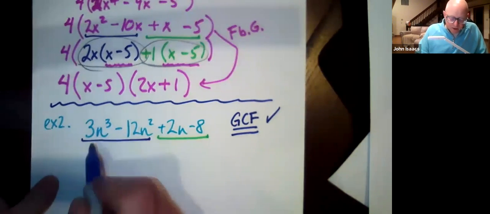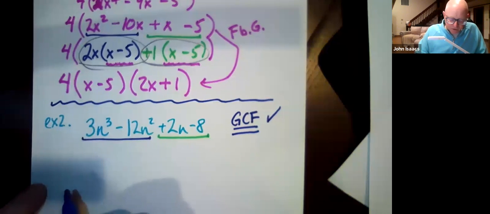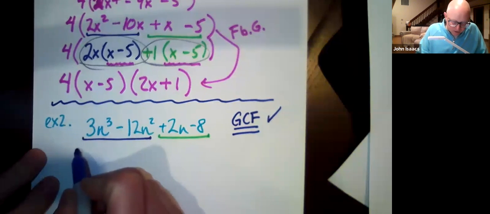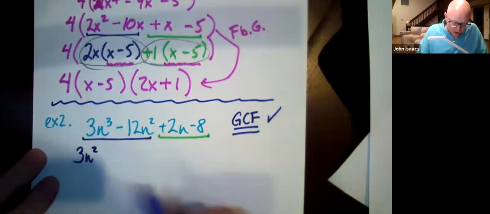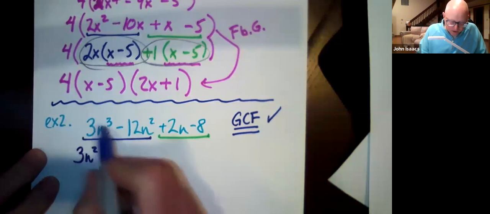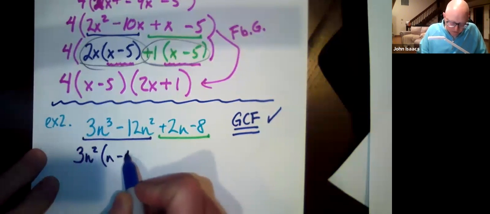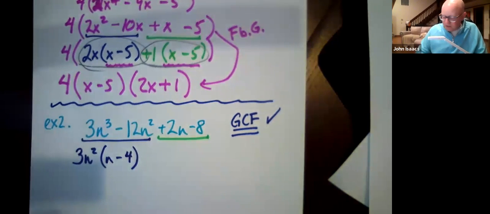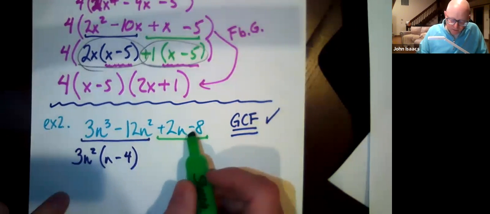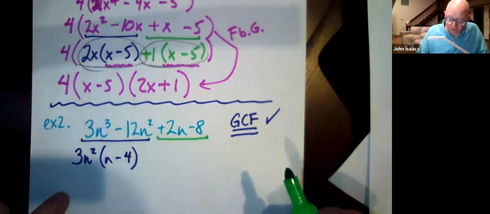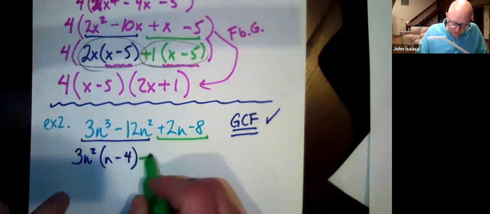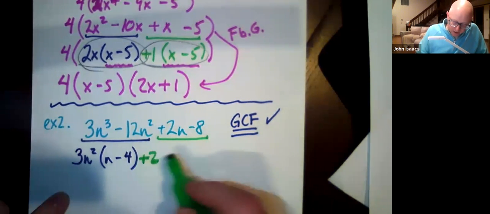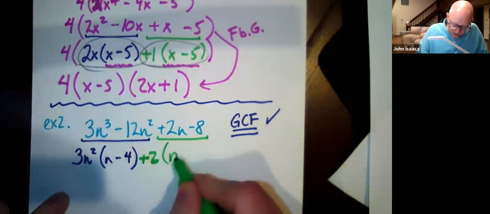All right, biggest thing we can take out of the first 2 terms. The greatest common factor here is going to be 3n squared. And 3n squared times n minus 4 is going to be back to our original statement there. And then our last section, we have 2n minus 8. Biggest thing we can take out there is a 2. So I'm going to take out plus 2. And then this is n minus 4.